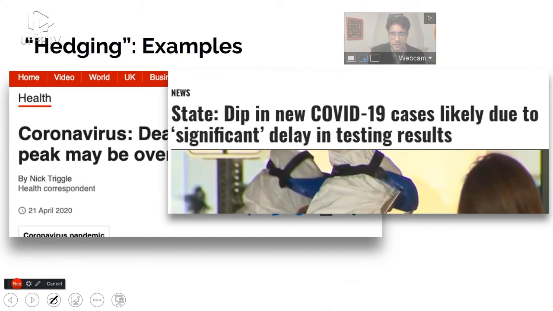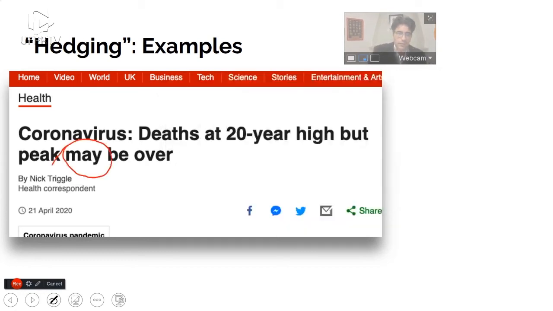Here, another article: dip in new COVID-19 cases likely due to significant delay in testing results. Here, the hedge is "likely." Of course, you could simply say deaths at 20-year high, but peak is over. But that would sound too confident. You're talking about a situation in which one does not know if it is over or not.